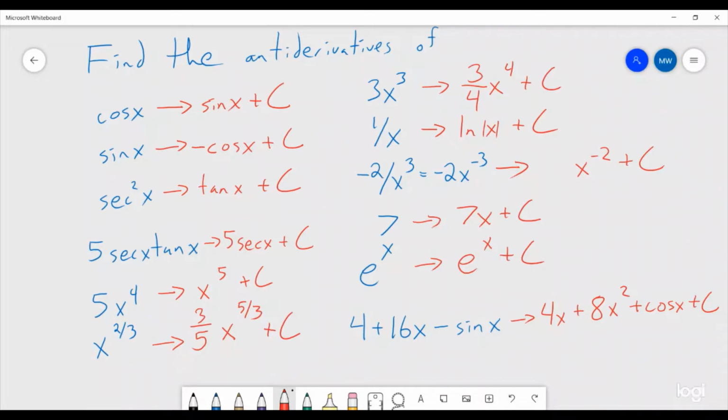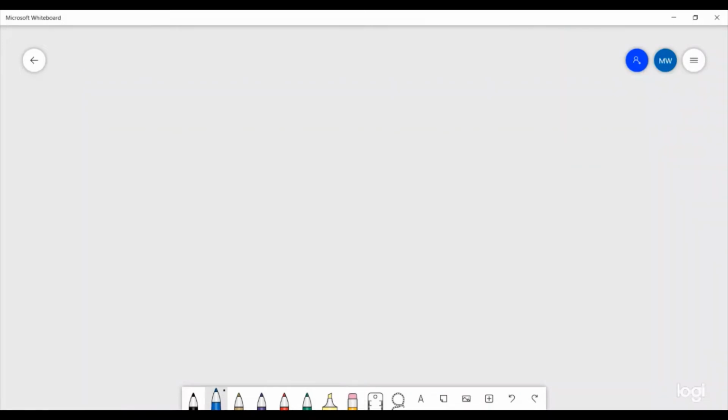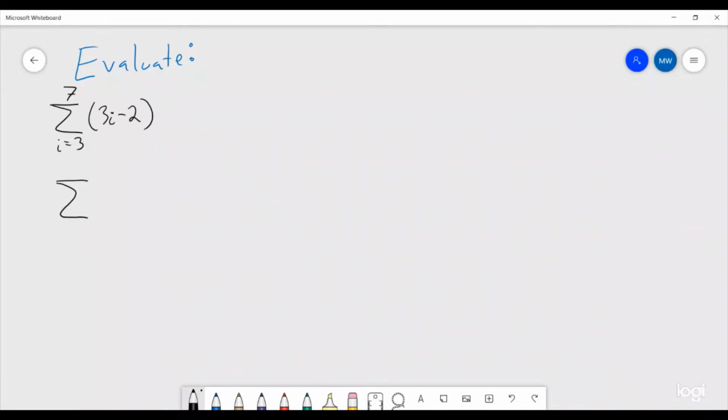Okay, let's do some sigma notation problems. So, evaluate the following sums. We have the sum from i equals 3 to 7 of 3i minus 2. Sum from j equals 4 to 10 of j squared. Sum from k equals negative 3 to 5 of k cubed.